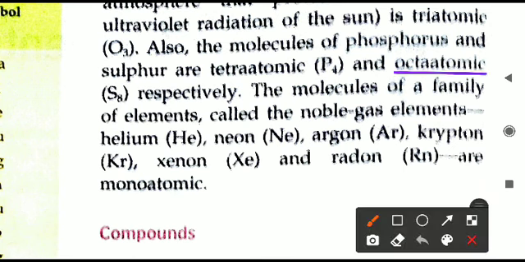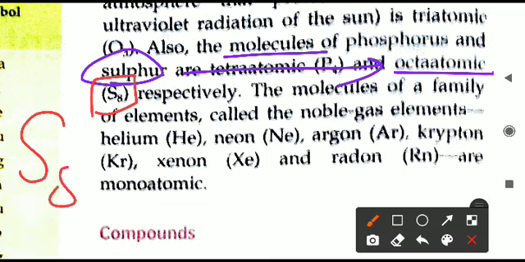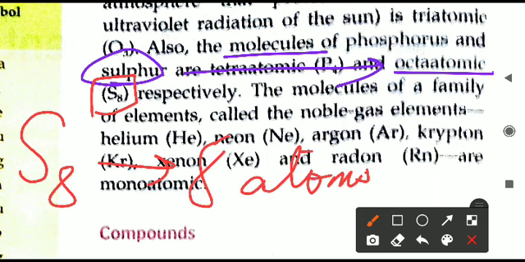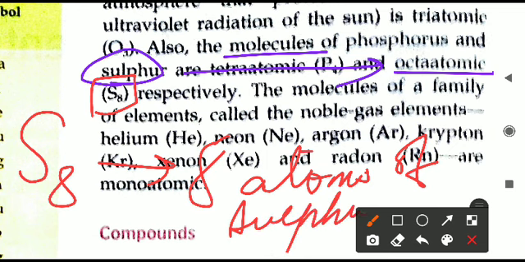Next is octaatomic. What about the molecule of sulfur? It is octaatomic. Why is it so? You see the formula is written here, S8. S8 means there are 8 atoms. 8 atoms of sulfur are present in the single molecule. In one molecule 8 atoms of sulfur are there. That is why the atomicity will be 8 and the molecule will be called octaatomic.